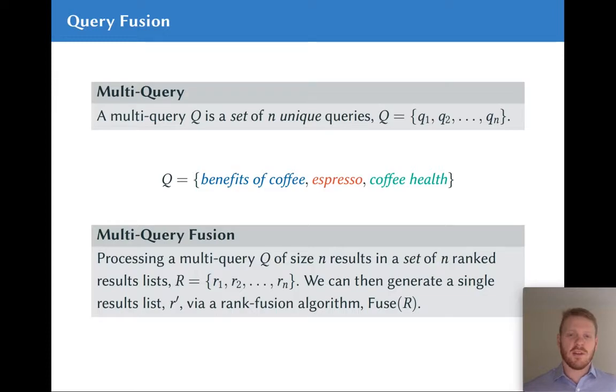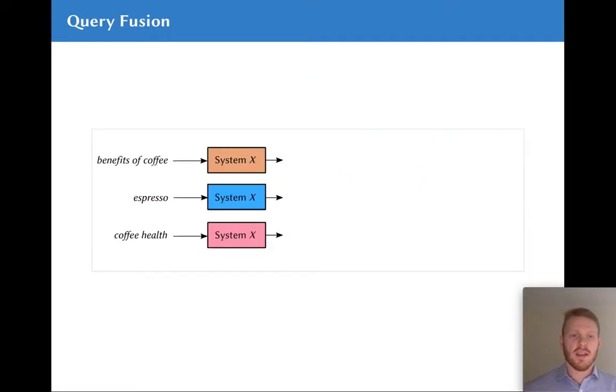And what we're interested in is multi-query fusion, which involves processing each query inside the multi-query to generate a results list, and then fusing these results lists together by some rank fusion algorithm to generate a single results list, which we call R prime. So as a concrete example, consider system X. We process the first query, benefits of coffee, and that gives us a top 3 results list of document A with a score of 3, B with a score of 2, and C with a score of 1.